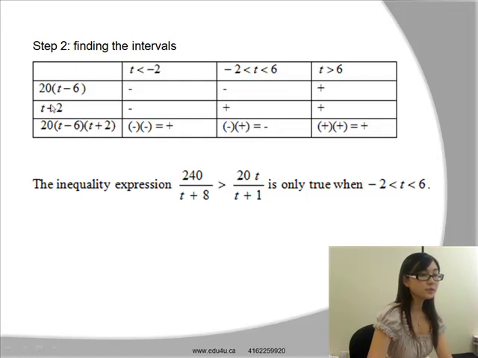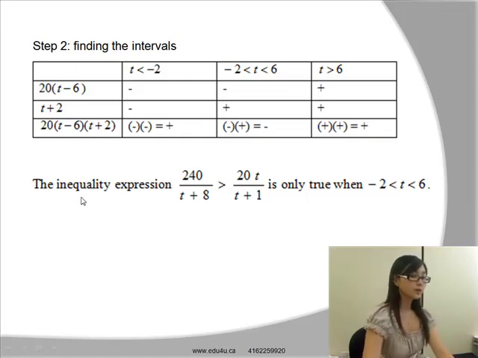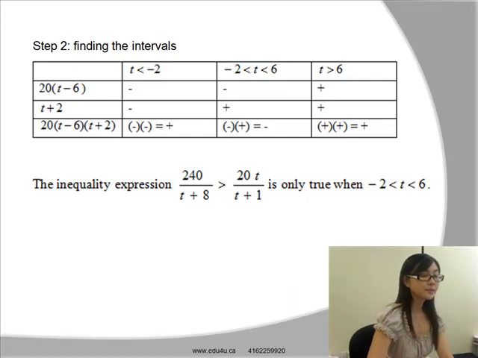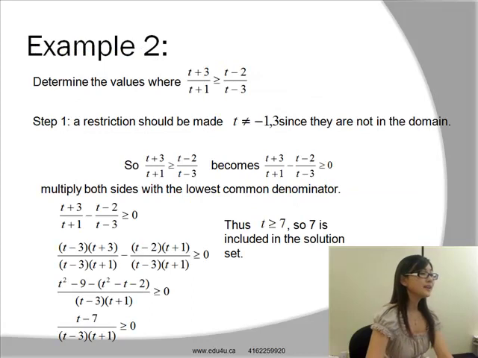When we use a value that's bigger than 6 and plug it back into this expression, we get a positive value. And when we plug t bigger than 6 into this expression, we also get a positive value. Positive times positive equals positive, so this is not good because we want a negative value. Therefore, this inequality is only true when t is less than 6 but bigger than negative 2.